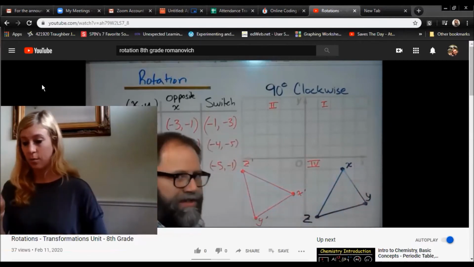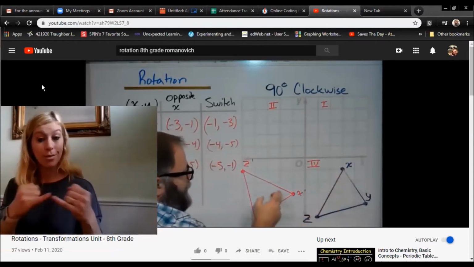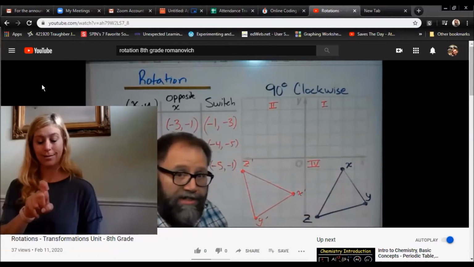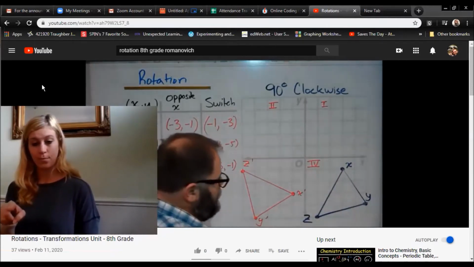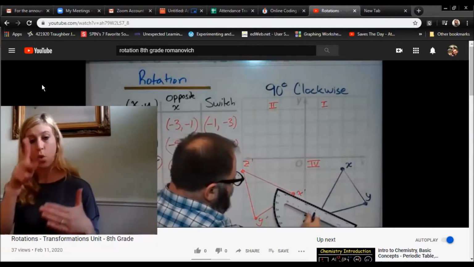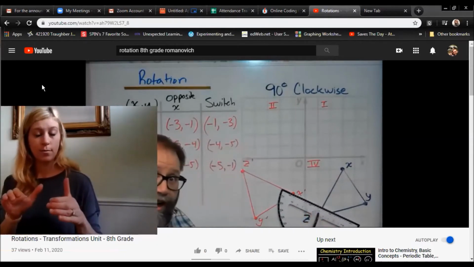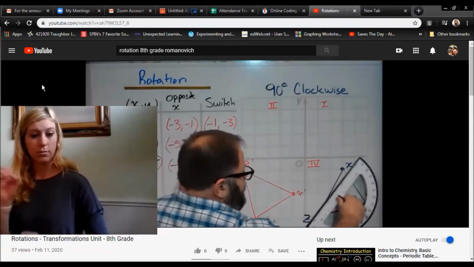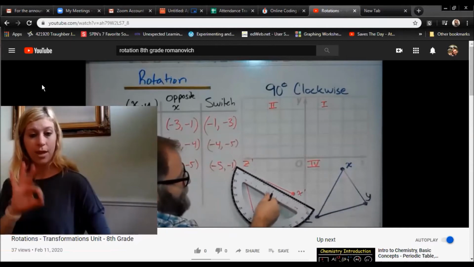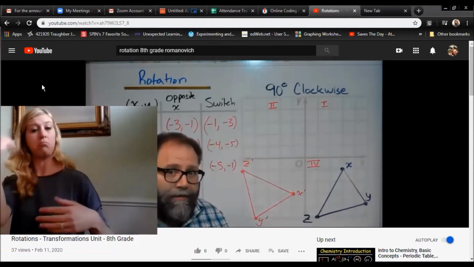And I don't know if you noticed this, but you'll notice that this line segment XZ and X prime Z prime, if we were to extend those, let me get my protractor. If we were to extend those, we do it like that, it would show us a 90-degree angle. So it's turned 90 degrees literally, right? So this has gone 90 degrees to become that. That looks great. All right, let's try it again.